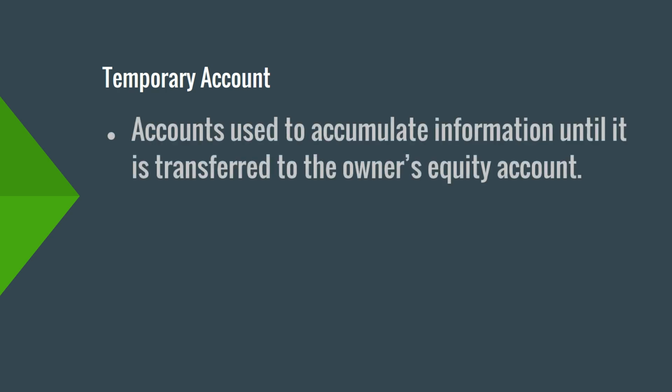Now, the other thing that we need to understand is the difference between a temporary and a permanent account. So just as a review, a temporary account is any account that is used to accumulate information until it is transferred to the owner's equity account. The key words to remember for this definition are until it is transferred. Temporary accounts are the ones that transfer all their money out at the end of the year.